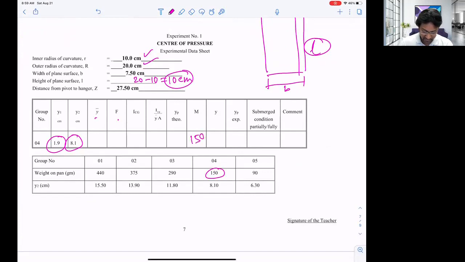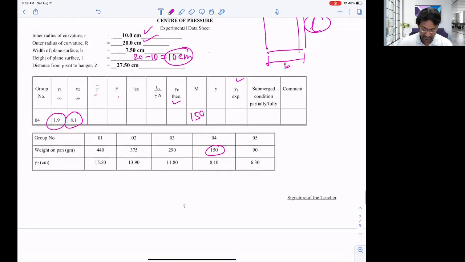So for this one, we'll calculate that YCP theoretically and practically. This is theoretical and this is experimental. So let me calculate this way. At first, we have Y1, Y2. So what we need for the theoretical determination of theory.